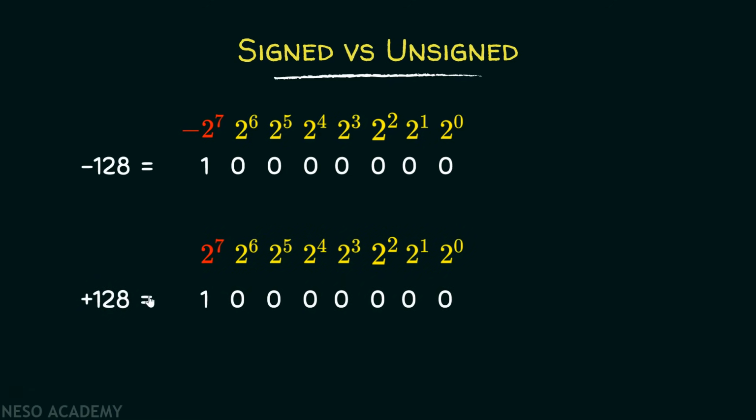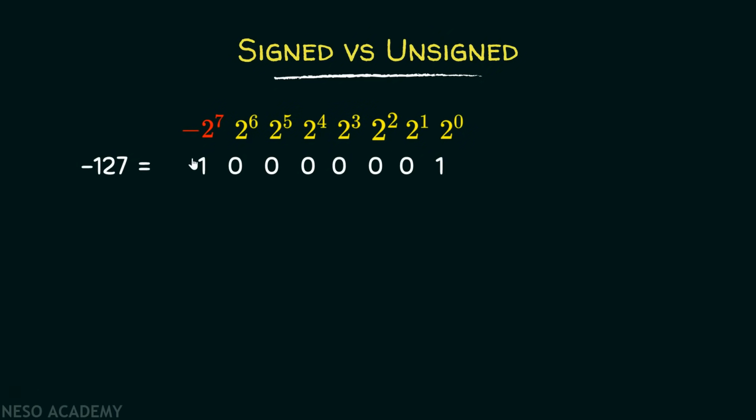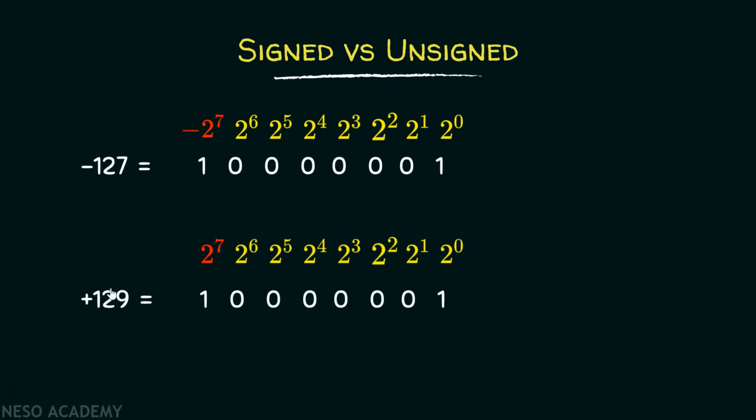In the case of positive numbers, this is quite easy because here the place value will be positive. If we set this bit to 1 and reset all the other bits, we would be able to represent plus 128. Let's try to represent minus 127. By setting this bit to 1 and this bit to 1, we would be able to represent minus 127. On the other hand, if I want to represent the value plus 129, this is also very easy: 2 raised to the power 7, which is equal to 128, and this is 2 raised to the power 0, which is equal to 1.